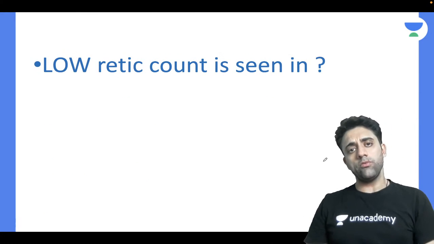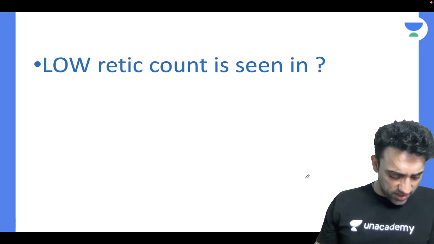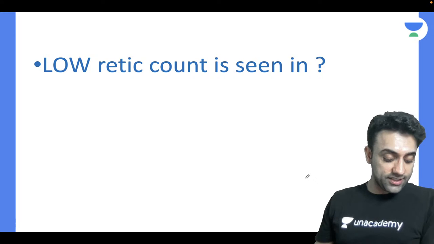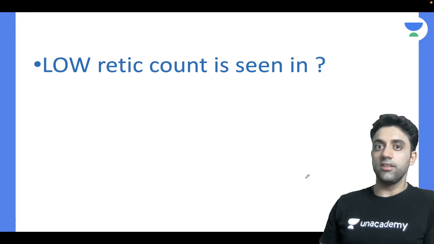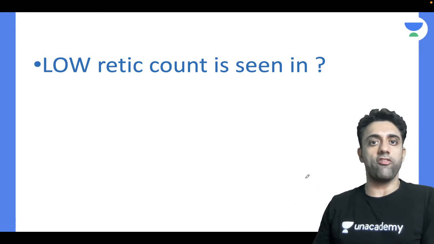What about low retic count? Who will tell me? Exactly, very good. Savan, what are you saying? Aisha, kya hota hai? Acha, Aiya, that is AIHA, autoimmune hemolytic anemia. Wah, kya short forms hain.